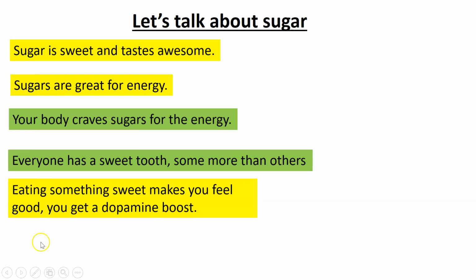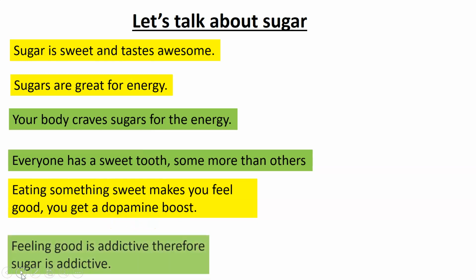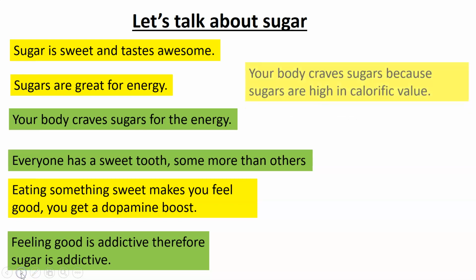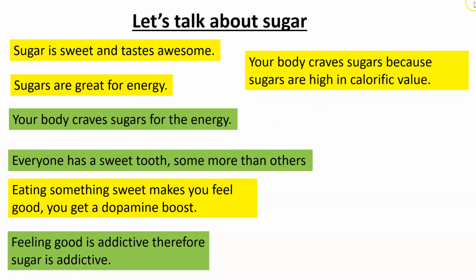Eating something sweet makes you feel good. It makes you feel good because your brain releases a chemical called a neurotransmitter, dopamine. Anything that makes you feel good does so because your brain releases dopamine. Feeling good is addictive, and because sugar makes you feel good, sugar becomes addictive. Your body craves sugars because your body recognizes how valuable sugars are in terms of their calorific value.